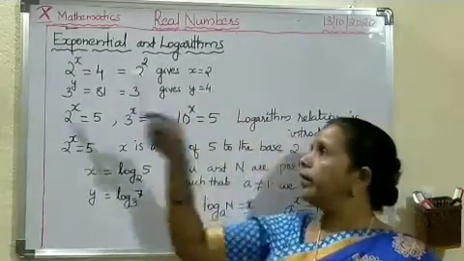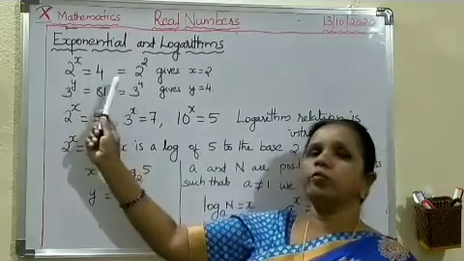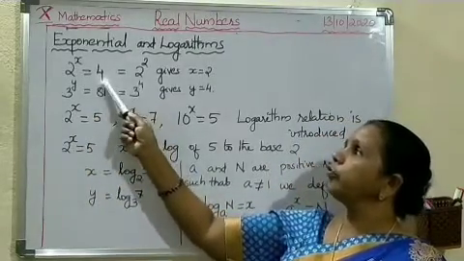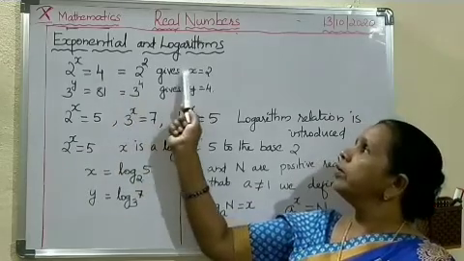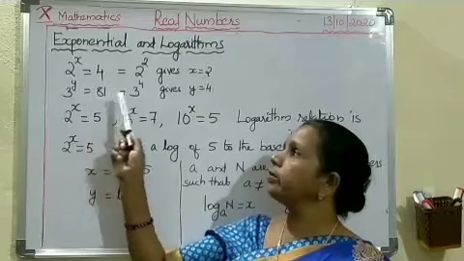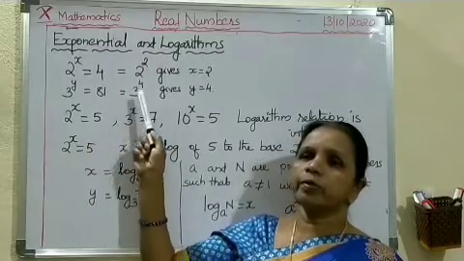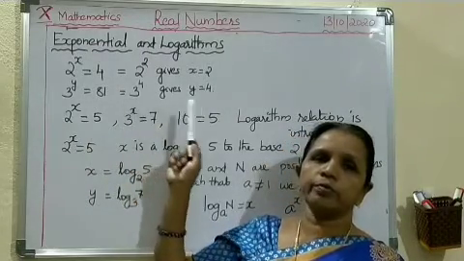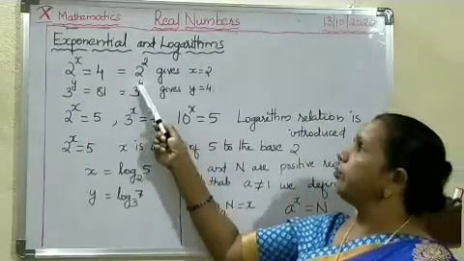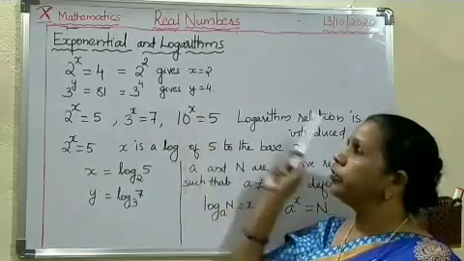Then already 2 to the power x is equal to 4. Then we can directly understand that 2 square is equal to 4. Then we are getting the value x is equal to 2. Similarly, 3 to the power y is equal to 81 is equal to 3 to the power 4. 3 into 3 into 3 into 3 is equal to 81. Therefore, 3 to the power 4 gives us y is equal to 4.